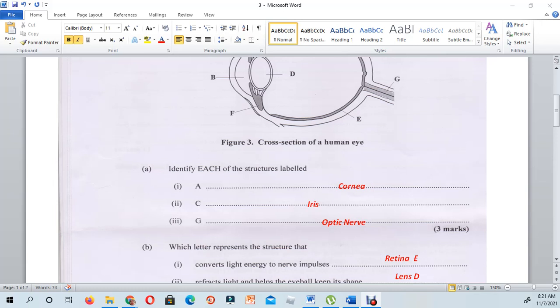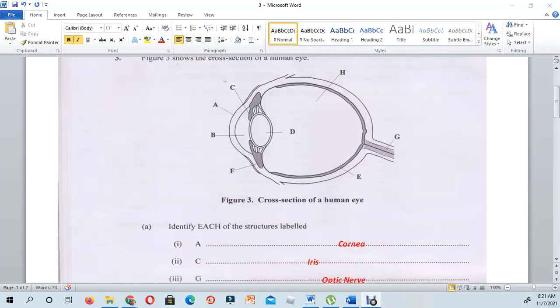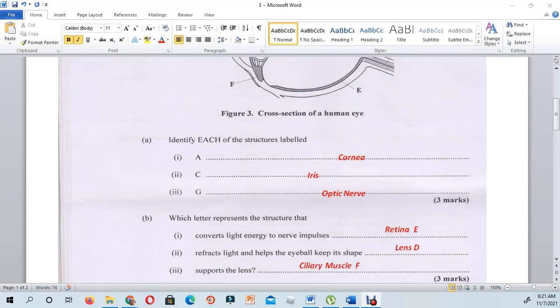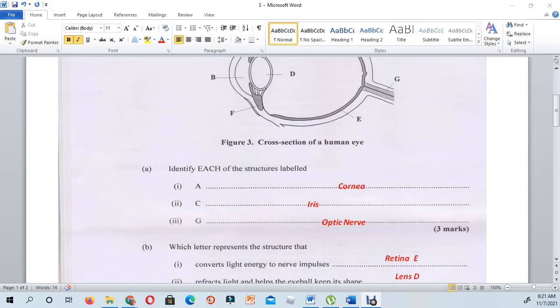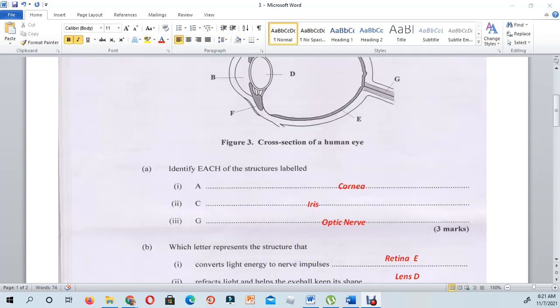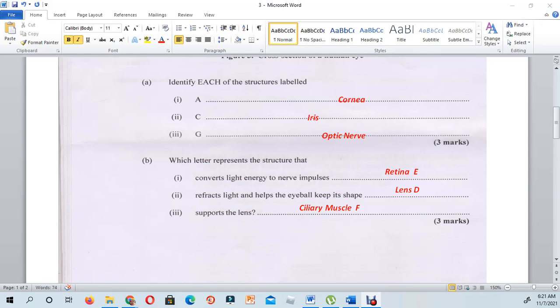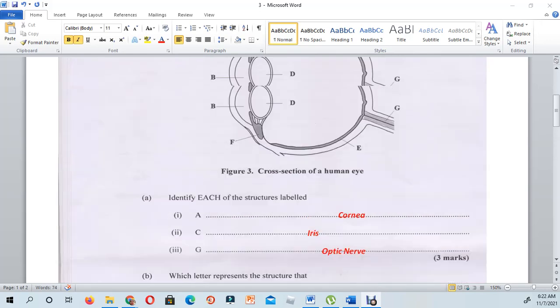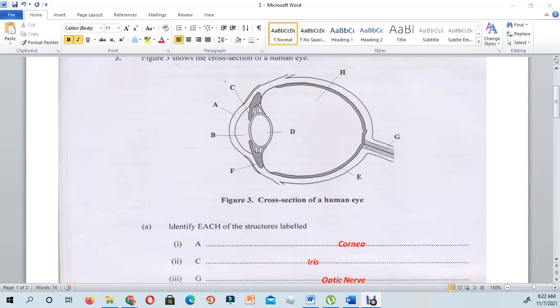Which letter represents the structure that converts light energy to nerve impulse? That, of course, would be the retina, and that is E. Refracts light and helps the eyeball keep its shape. That would be lens, and that is D. Right, so that is D there, the lens. And then we have the next question, supports the lens. We have the ciliary muscle, and that is F.